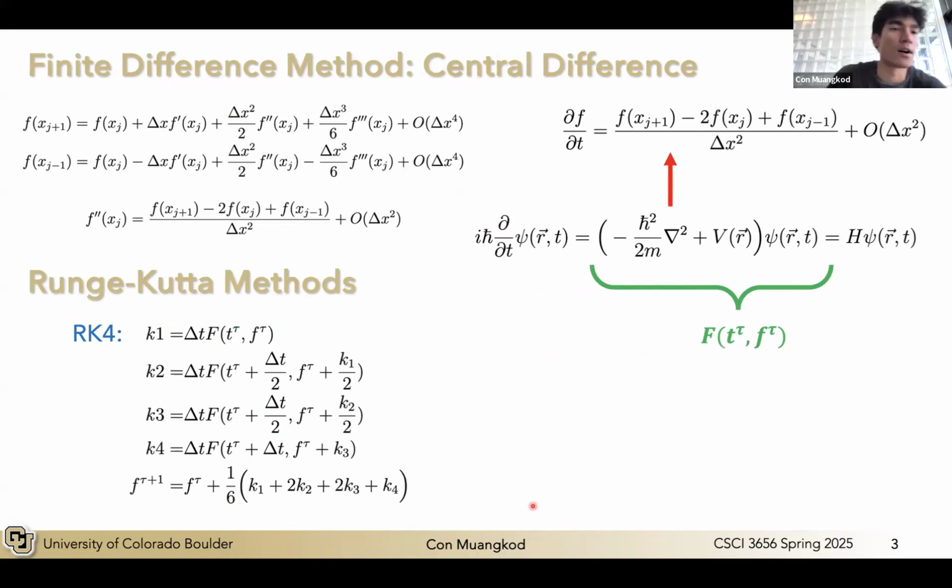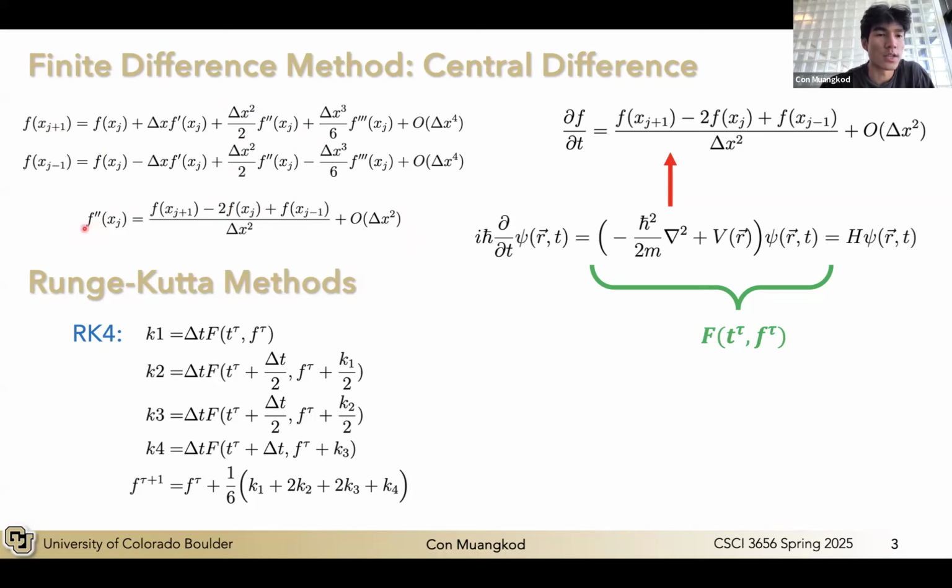So this is some of the background on the finite difference methods and the Runge-Kutta method. On the top here, we have the description of the central difference, which is the idea of evaluating the function at one point by expanding it out using a Taylor expansion. Here we have two lines: the function evaluated at the next spatial step, as well as the function evaluated at the previous spatial step. By expanding it out, we can see that we can extract the second derivative in the third term here by combining these two functions together, which gives us this whole central difference formula.